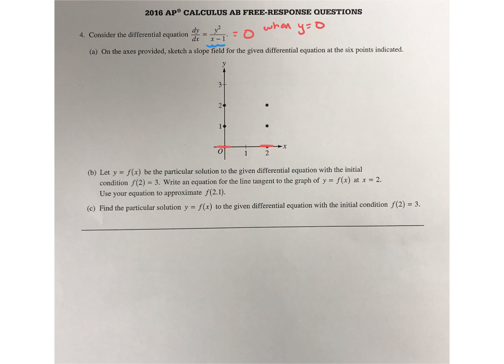All right, so the next thing I'm going to do is find the other 4 points. So I'll find the slope when x equals 0, y equals 1, so this dot here at (0, 1). And the slope there, dy/dx, would equal, well, let's see, y is 1, so it's 1 squared over 0 minus 1, negative 1. So I'm going to put a little slope of negative 1 there.